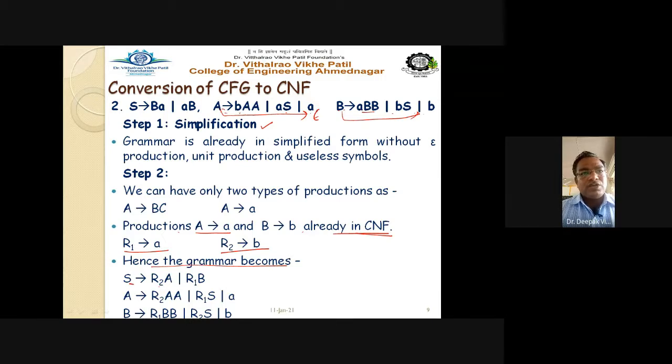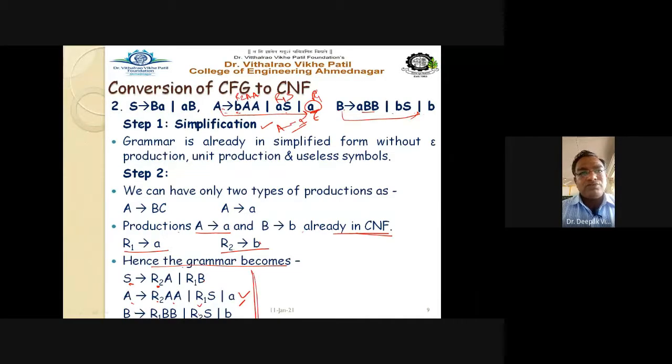So the grammar becomes S gives R2A. R2 is nothing but your b, right? And S gives R1B. Then A gives R2AA. This R2 is nothing but your b. So this becomes R2AA, and A gives R1S. This is nothing but R1S, and this is nothing but your a as it is, because this is in the OK format. A gives a is in a correct CNF format. So don't write R1 here, because if you write R1 here, it produces a unit production. We don't want any unit production in the grammar. So a is here as it is, and here R1BB, R2S, and finally B produces small b.